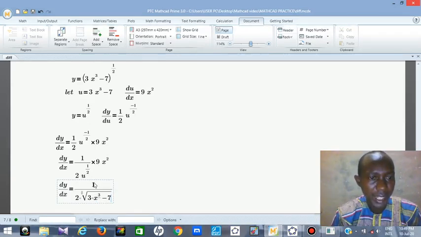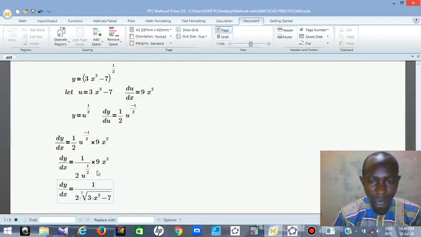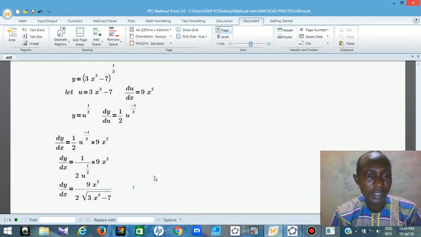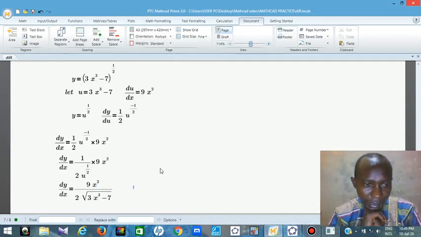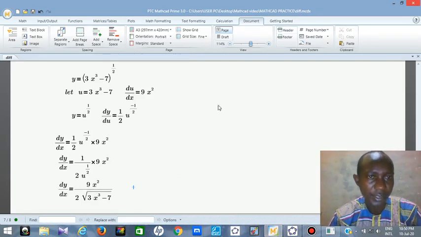Then times, so 9 is going to be in the numerator, so not 1. So 9 times 1 is going to be 9x raised to power 2. So this is your final answer. You can see it when you differentiate this function, square root of 3x cubed minus 7. So this is the answer you are going to get.